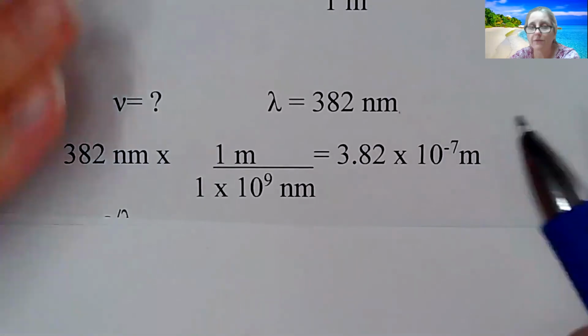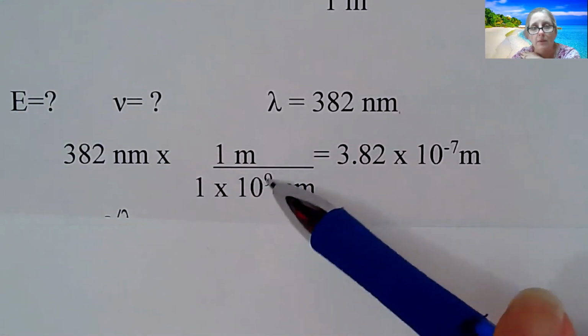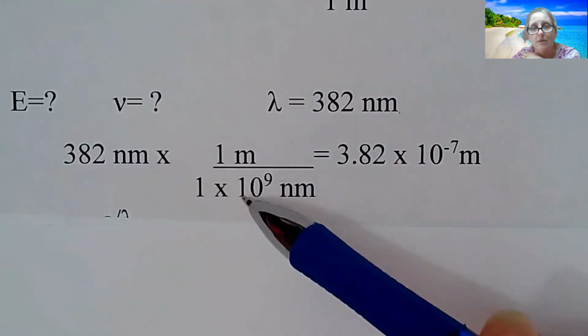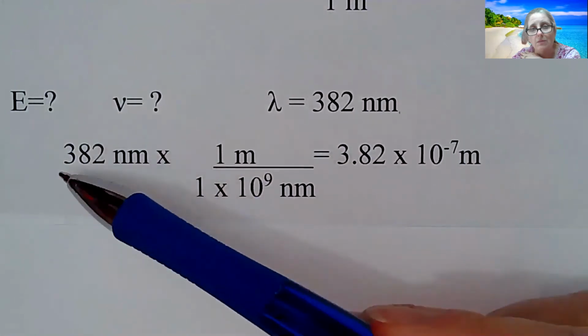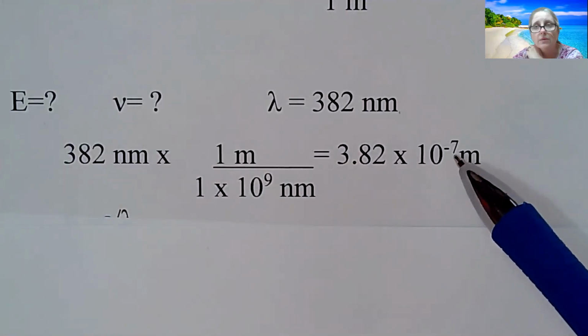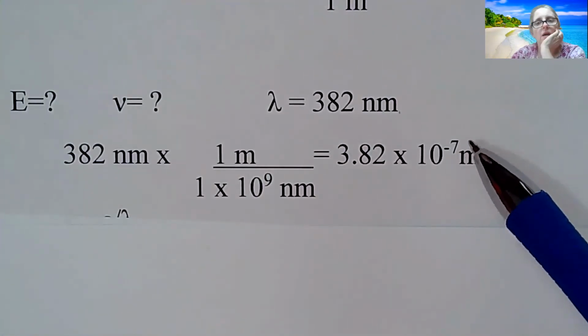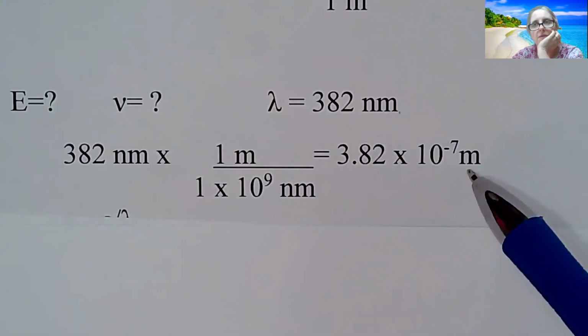All right, so first step is to convert nanometers to meters. Again, I'm going to take 10 to the 9th, but this time I'm going to divide it by this. So essentially what I'm doing is moving that decimal over, 2 over and then another 6 zeros. So I get 3.82 times 10 to the negative 7th meter.